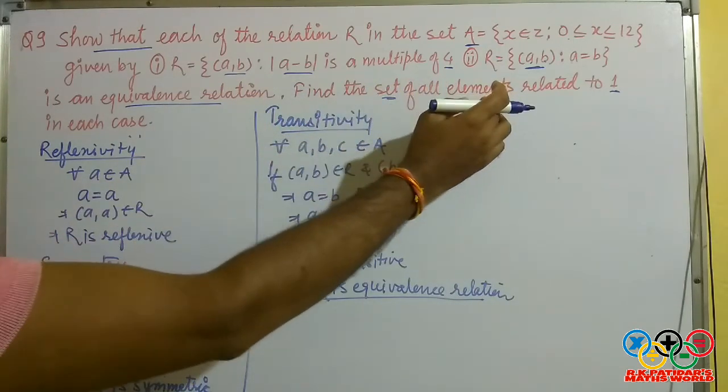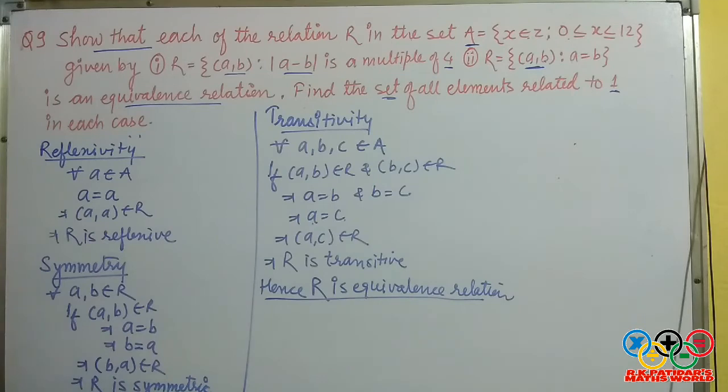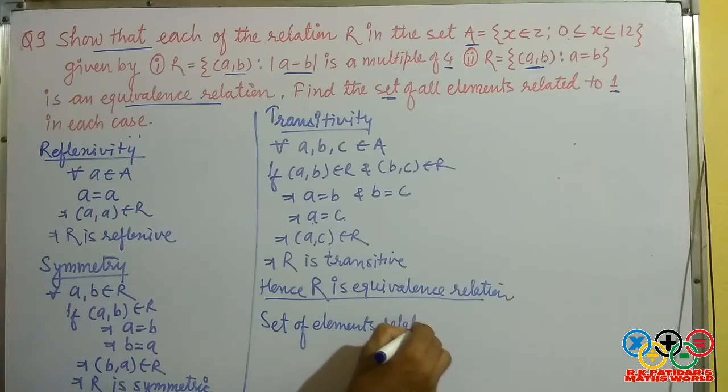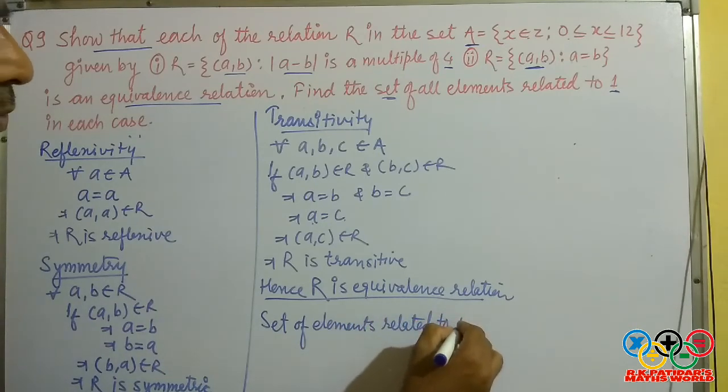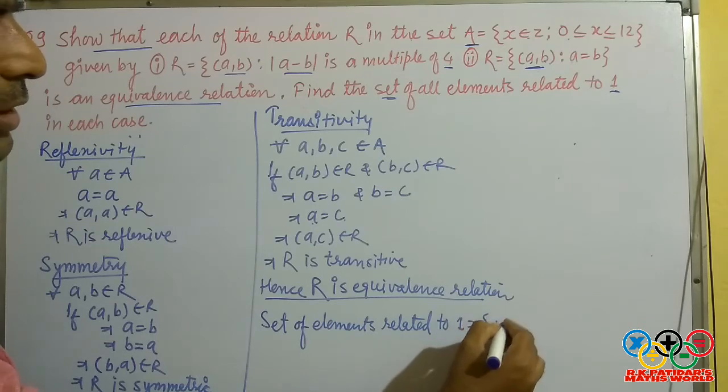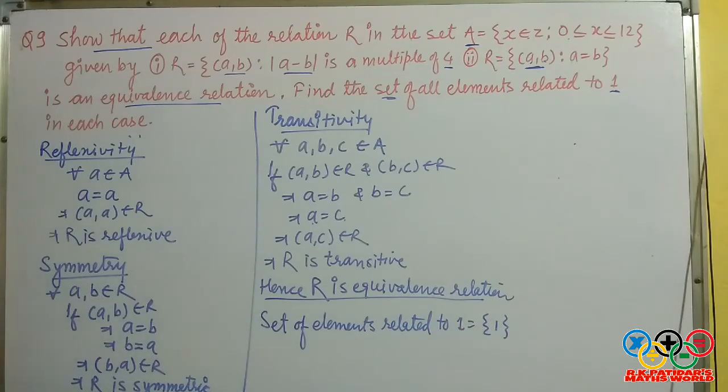Now the set of all elements which are related to 1. तो 1 से क्या क्या रिलेट करेंगे? फंक्शन क्या है? A is equal to B. तो 1 किसके इक्वल होगा? 1 के इक्वल होगा, तो एक ही एलिमेंट होगा जो इससे रिलेट करेगा. तो set of elements related to 1 is what? Set of elements that contain only 1.